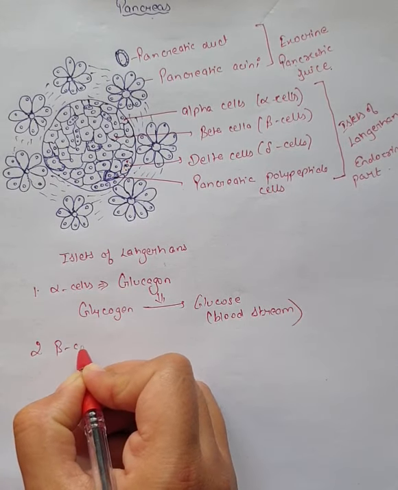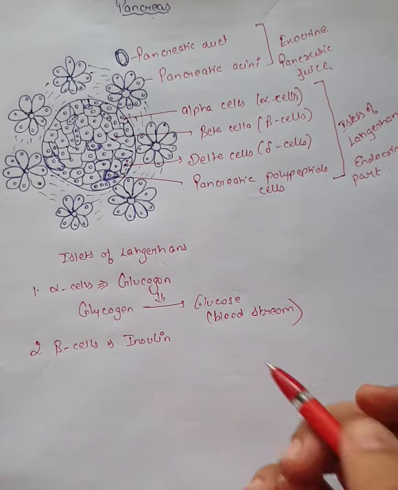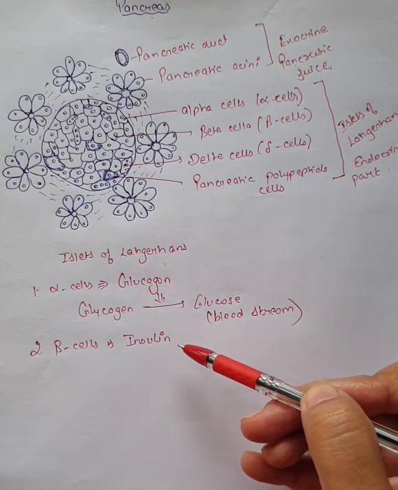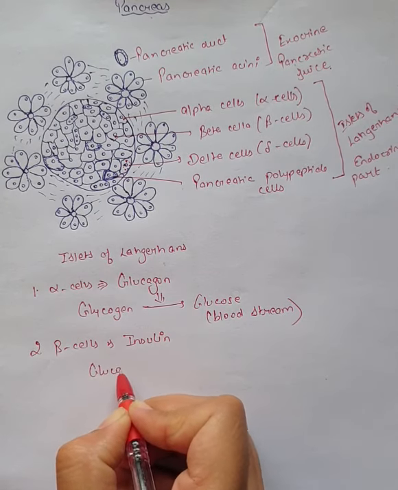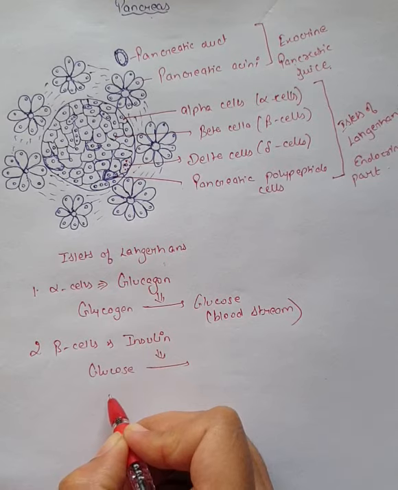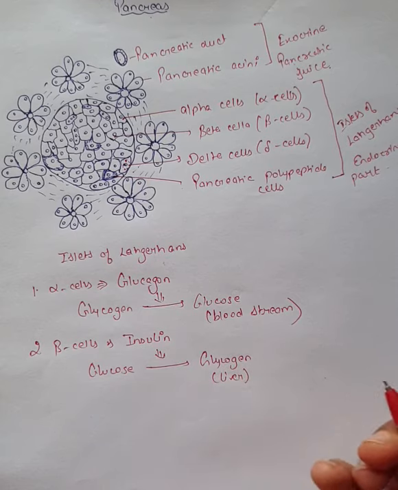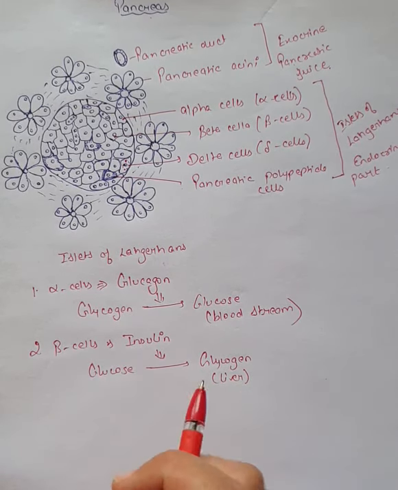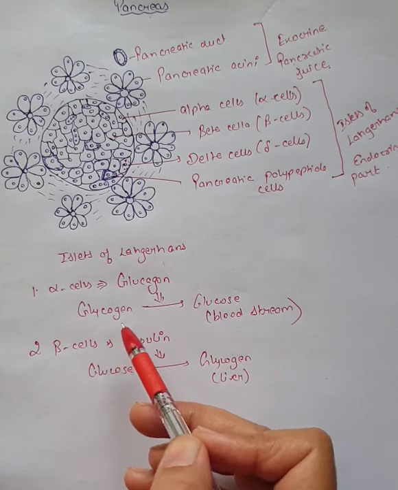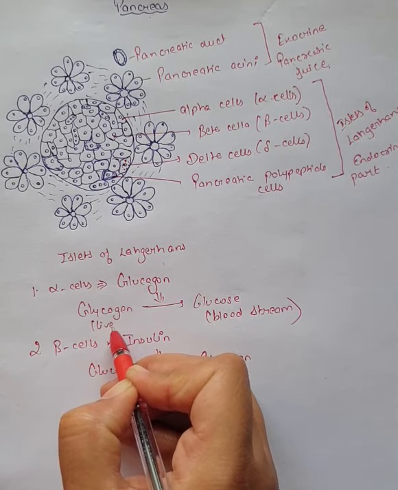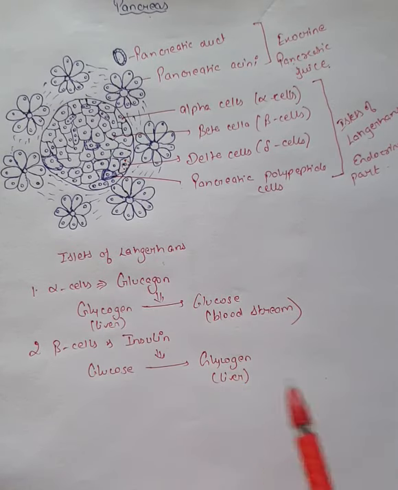Second are the beta cells. Beta cells release a hormone that is insulin. Glucagon and insulin work as antagonists to each other. Insulin converts the extra glucose present in the bloodstream into glycogen, and this glycogen is stored in the liver. So whenever our blood has more glucose, insulin will function and convert it into glycogen, which is stored in the liver. And when there is a deficiency of glucose, glucagon breaks down this glycogen into glucose. So they work antagonistically to each other.